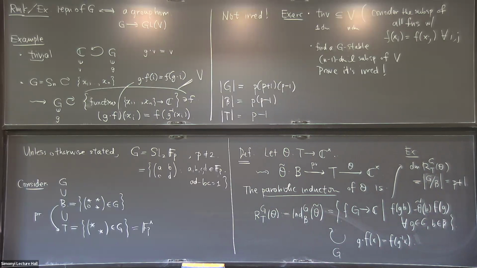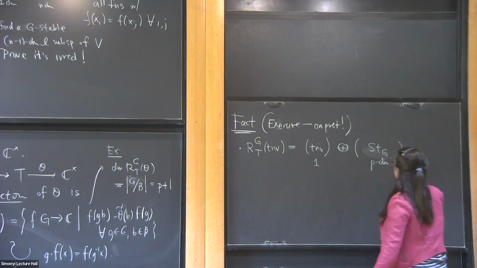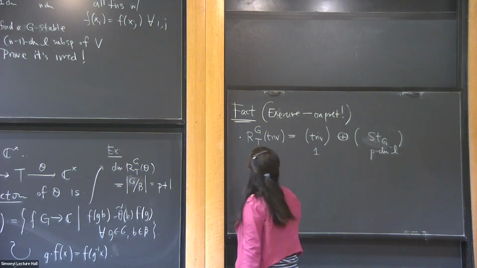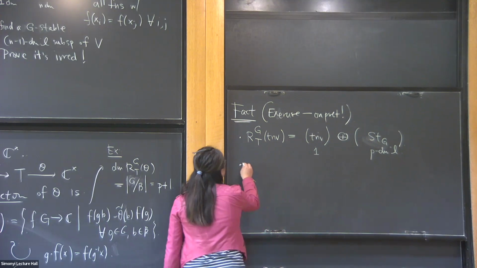We know the trivial representation is a one-dimensional thing. This thing is P-dimensional. Actually, it turns out this is the only P-dimensional representation. Okay, so that's one thing.